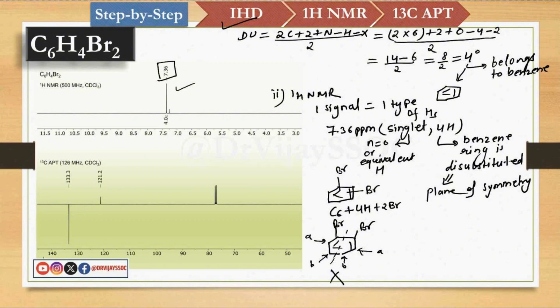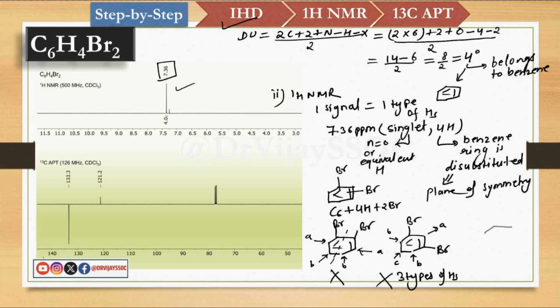Let's look at the other possibility. In this case, if we put them at the meta position, then it is also not possible, because this hydrogen will be one type, this and this will be the same type B, and this will be C type. So 3 types of hydrogens are there. So this is also not the correct structure.